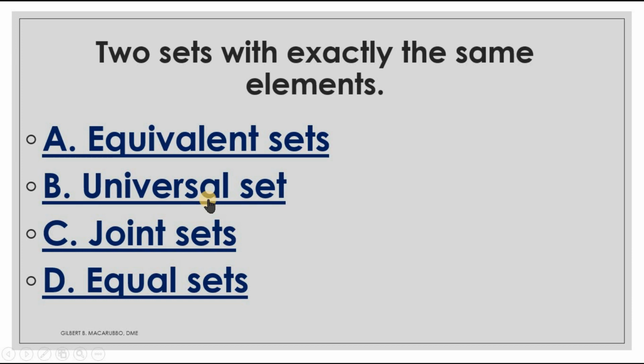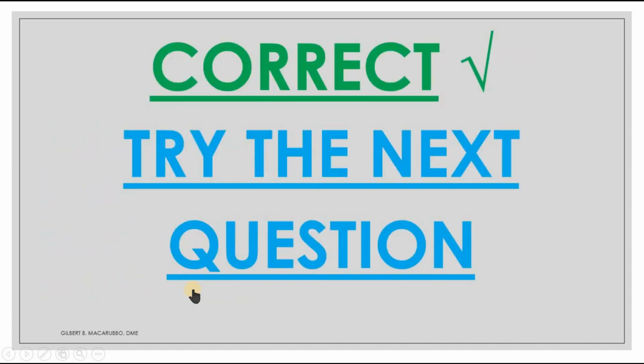Two sets with exactly the same elements. Okay. Letter A, equivalent sets. B, universal set. C, joint sets. Or letter D, equal sets. Okay, ano kayang tamang sagot? Okay, mayroong nag-comment, equal sets. Tignan natin. Okay, correct. Equal sets if they have exactly the same elements. Parehas sila. Okay, next.